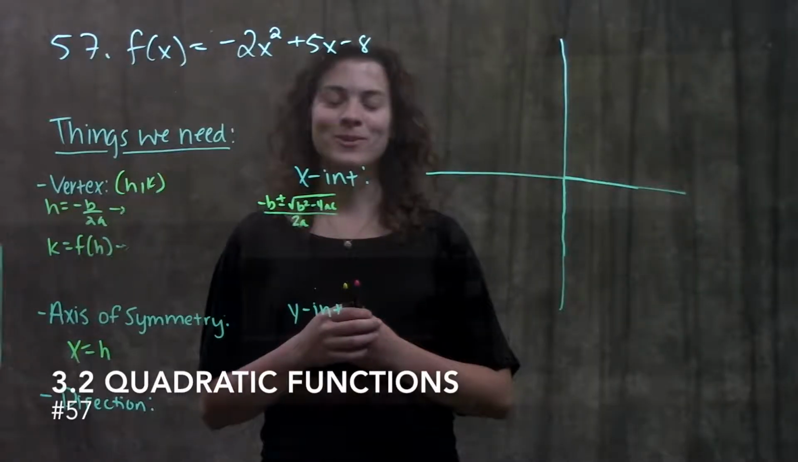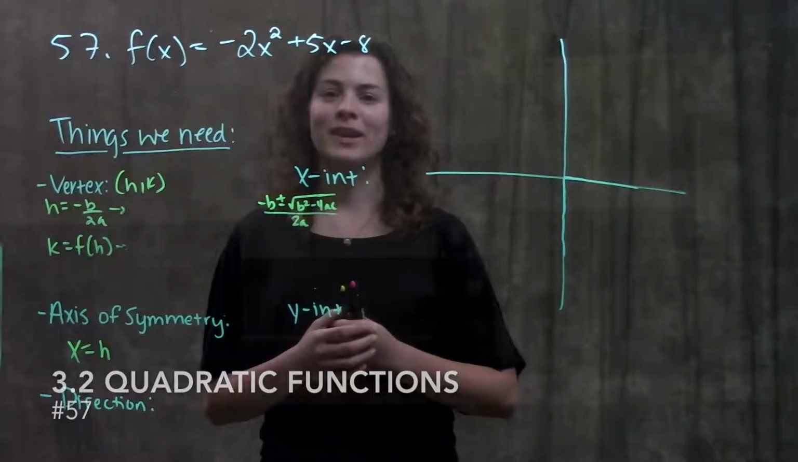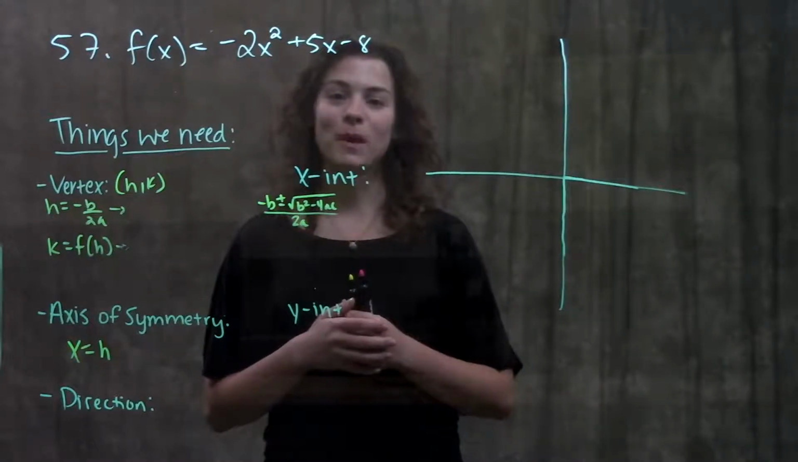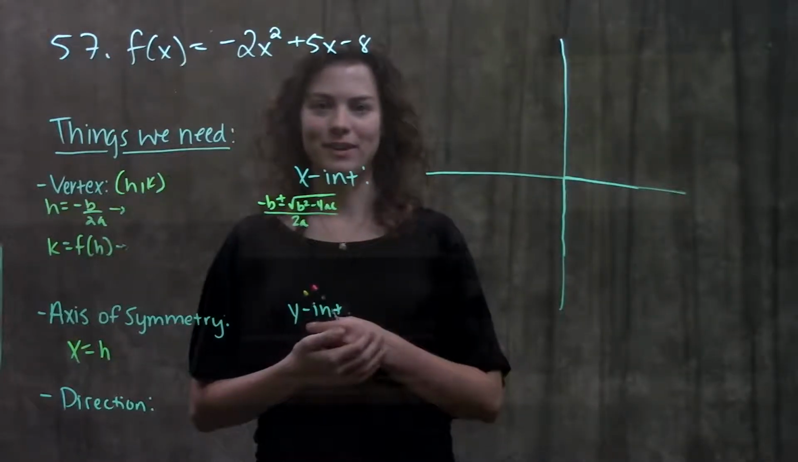This is section 3.2, Quadratic Functions. In this video, we're going to go through number 57 in your book, and in this problem, it gives us this function, it's asking us to graph it.